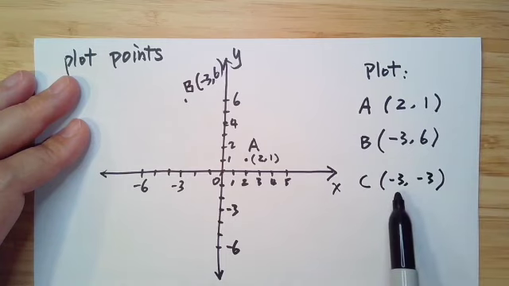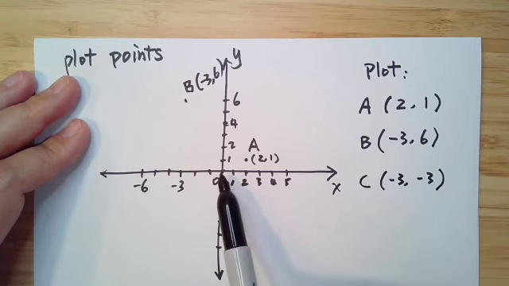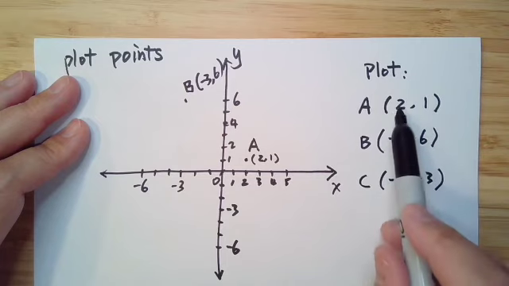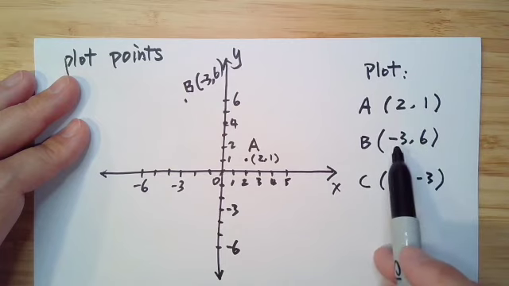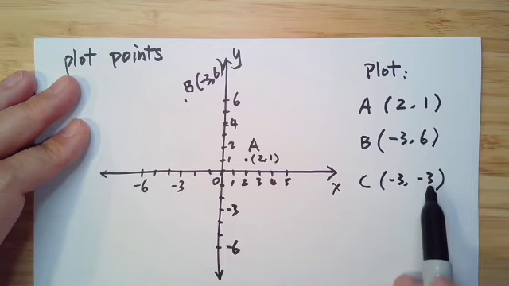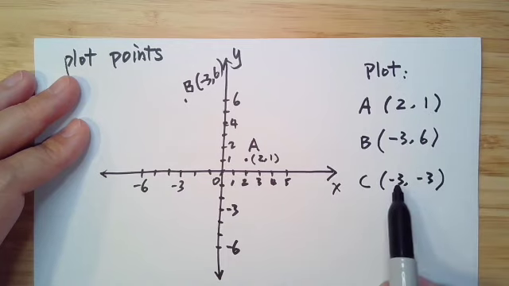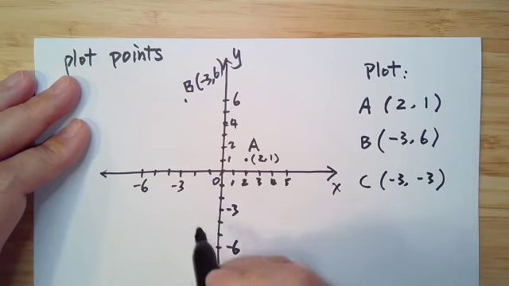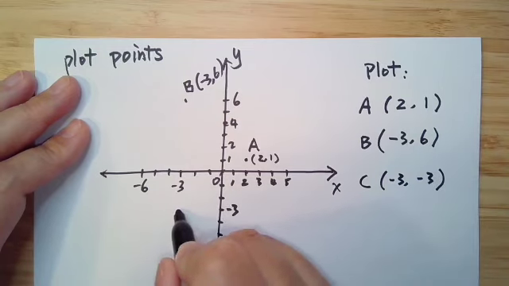That means starting from the origin (0, 0), you go to the left by 3 units, down by 3 units. Remember, positive x means to the right, negative means to the left. Positive on the y-axis, the y coordinate, means going up, and negative means going down. So we go left and down. Left by 3 and down by 3. So that is this point.